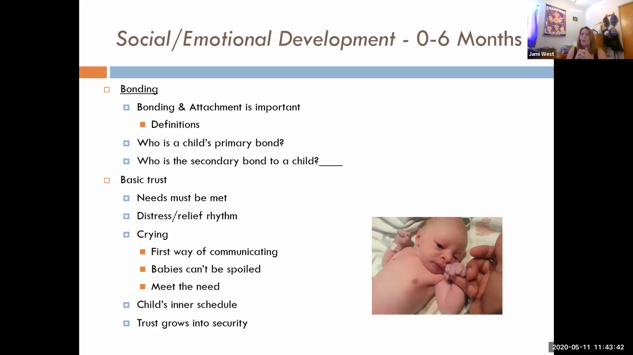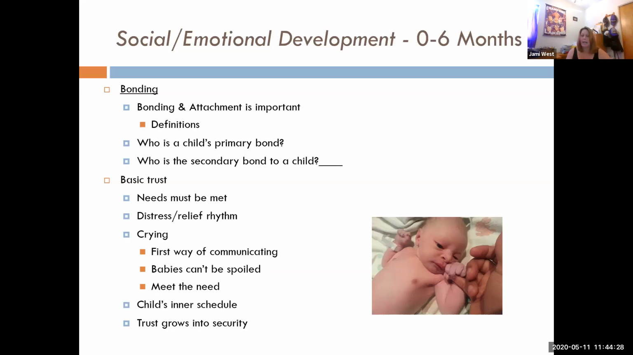Those connections are either going to be negative and in the reptilian part of their brain because their cries aren't met, and their brains are emitting cortisol, so those connections are negative and they develop mistrust. Or we meet their needs, we respond to their cries, and the brain develops positively. Those connections are positive and they're here in the thought processes and not back here with the fight or flight.